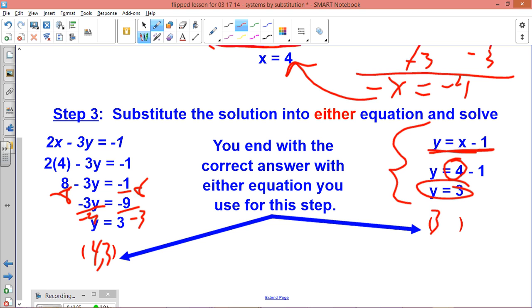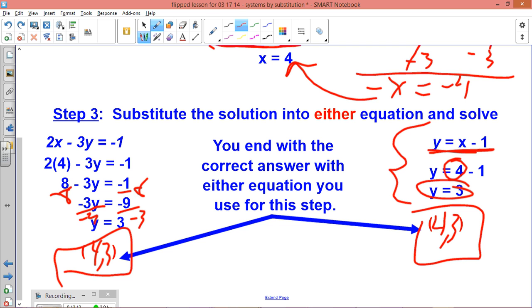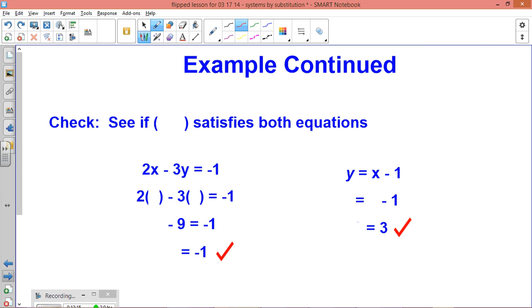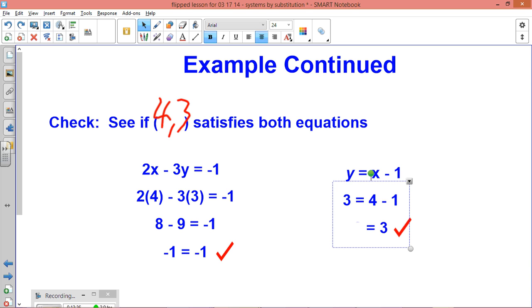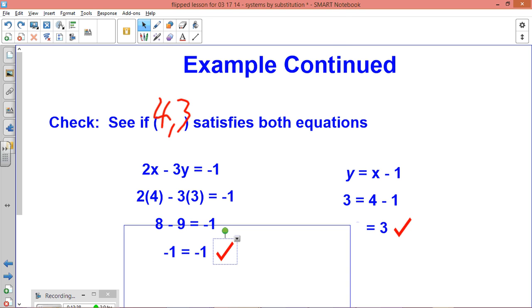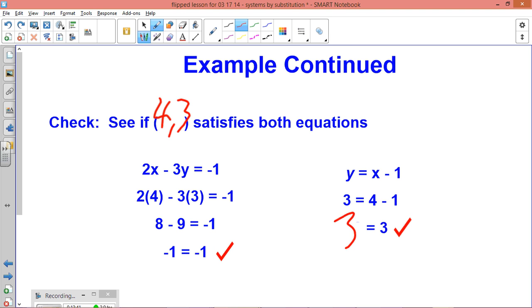So what you need to do then is write down your solution, 4, 3. Notice you get the same thing on both equations. So that is your solution. All right, and then you're going to check to see if 4, 3 works. You get 4 there, 3 there. 2 times 4 is 8, minus 9 equals -1. 8 minus 9 does equal -1, so it checks there. I'm going to plug in 3 and 4 for y and x here. 3 equals 4 minus 1, so 3 equals 3, and you know you got the right answer.